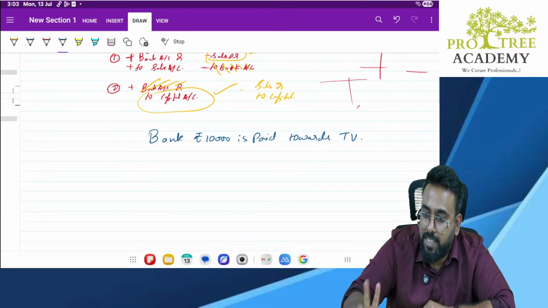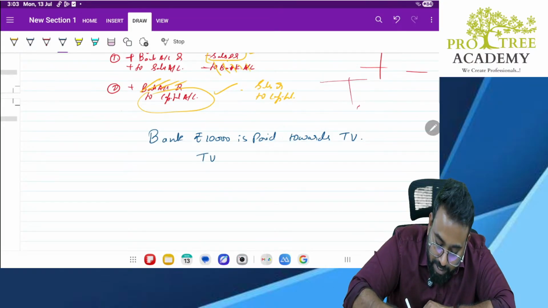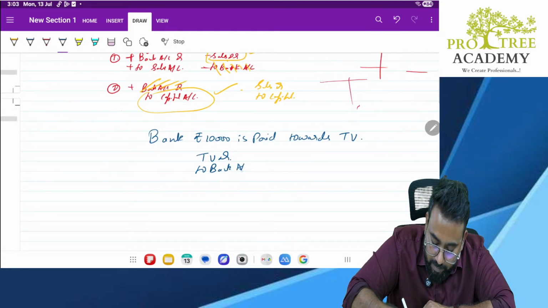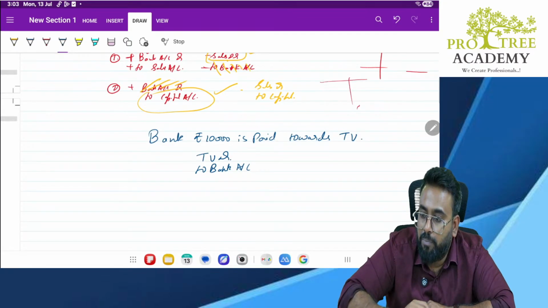Both are asset items, correct? Bank is also an asset, computer is also an asset. TV is also an asset. What will I do? Record the transaction. What is that? TV account debit to bank. Correct? Sir, this is one example, okay.